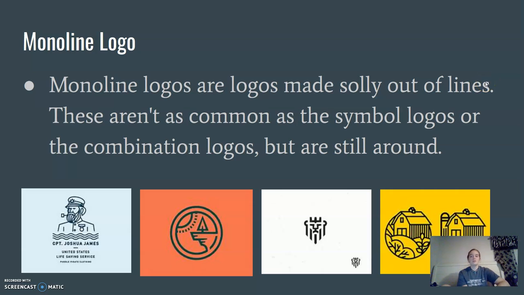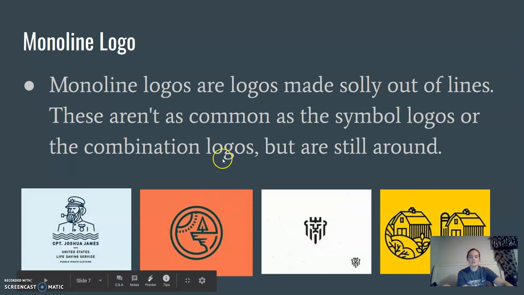Our next one is monoline. Monoline are logos made solely out of lines. These aren't as common as symbol logos or combination logos, but they are still around, like in the old businesses and the earlier years before we have like the Burger King logo or the Dunkin' Donuts logo and stuff like that. They act as kind of like if you're okay to move the image around without disturbing the rest of the image because it basically has already a shape.